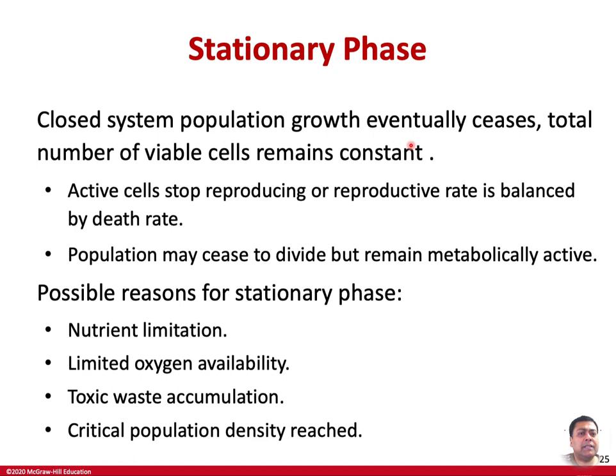Means they are growing in a test tube or a flask, something like that, but usually not in an environment where there is a constant supply of nutrients. Closed system means the supply of the nutrients is not forever. And the total number of viable cells remains constant, and the reproduction rate is balanced by the death rate, and the population may cease to divide but remain metabolically active.